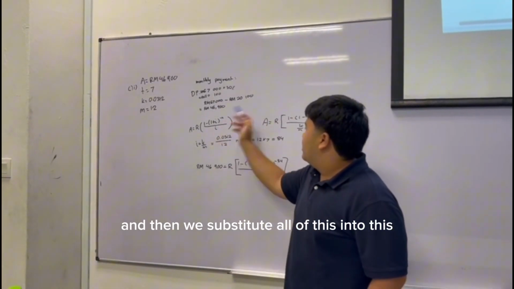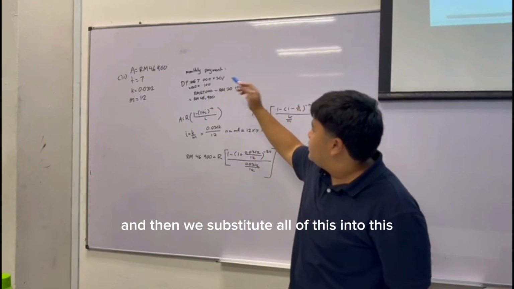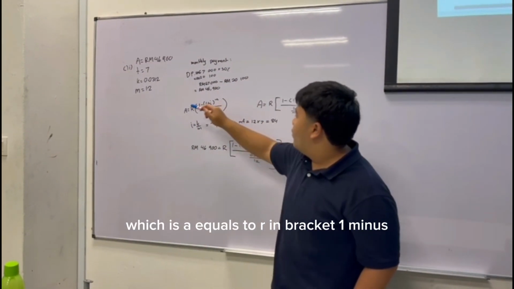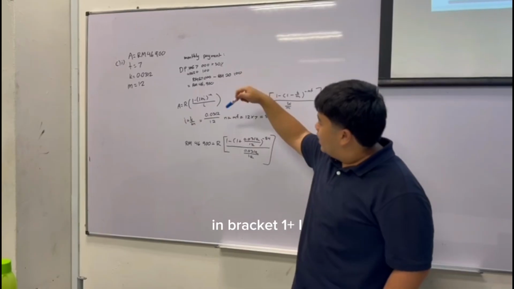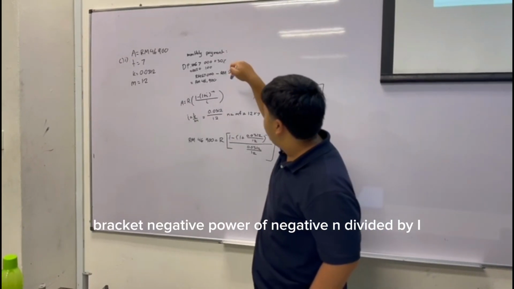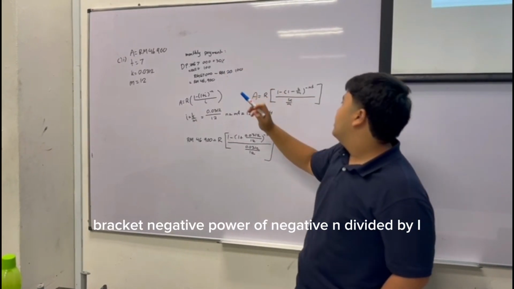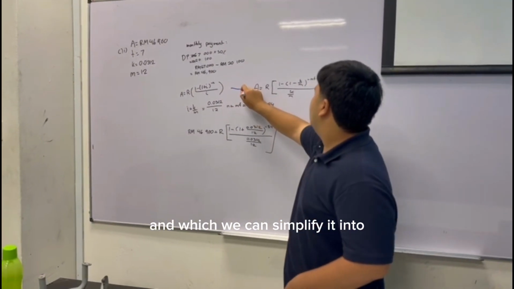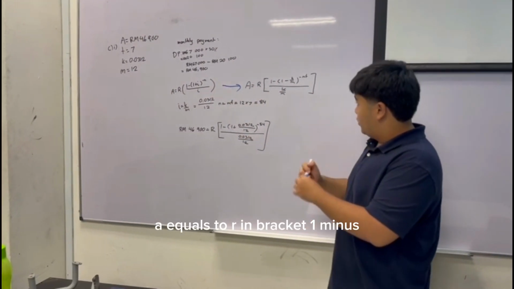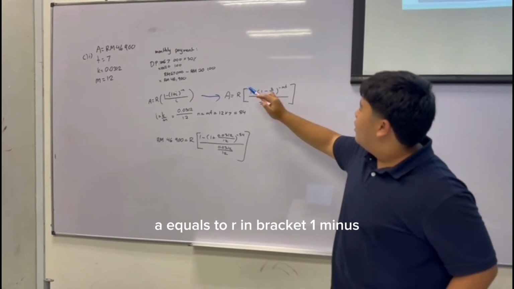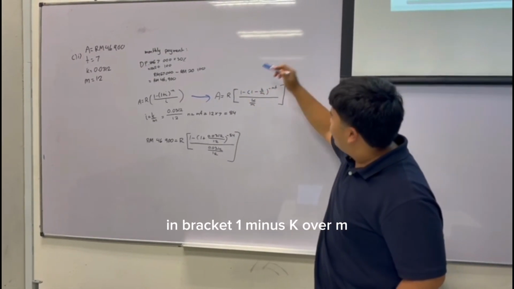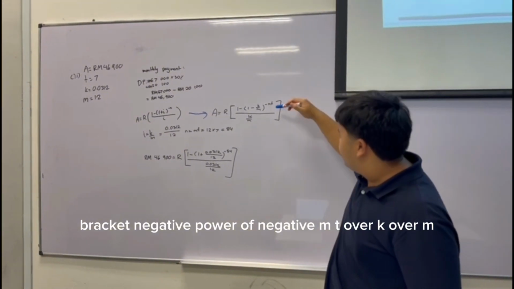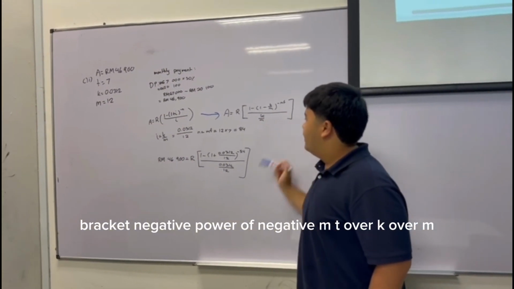And then we substitute all of this into this formula, which is A equals R in bracket 1 minus bracket 1 plus i bracket negative power of negative n divided by i, which we can simplify into A equals R in bracket 1 minus bracket 1 minus K over M bracket negative power of negative MT over K over M.